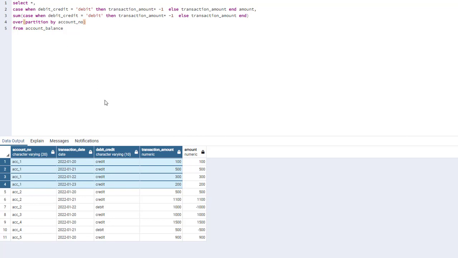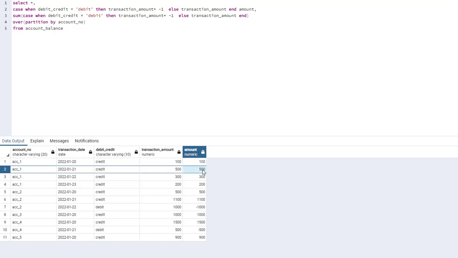Obviously I need to sum this up, so the expected result here is going to be 100, here 600, and here 900, and so on. To do that, I need to order by transaction date. Let me name this running sum. Okay, let's see what we have.